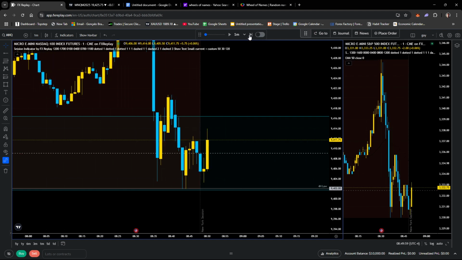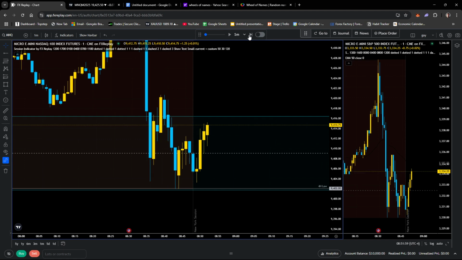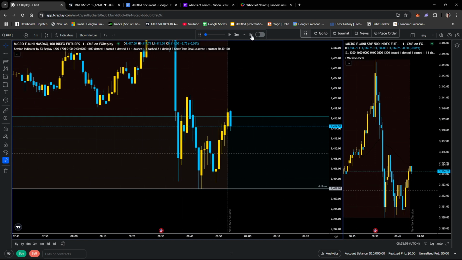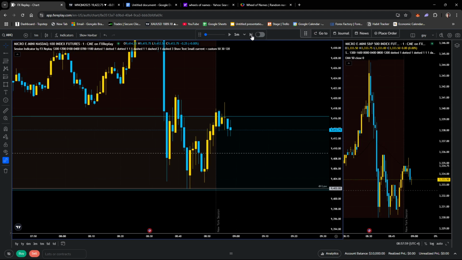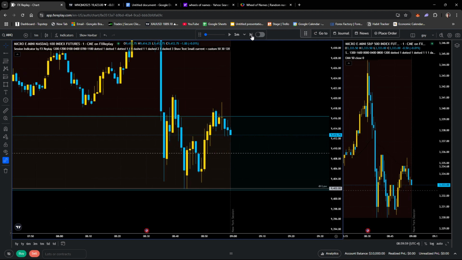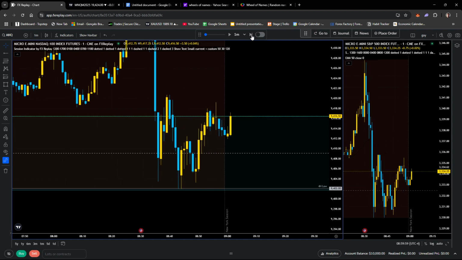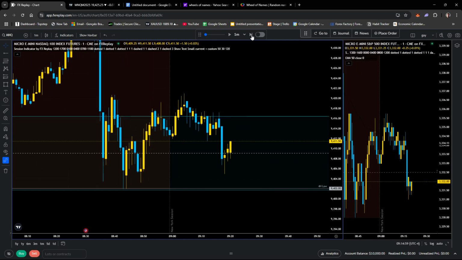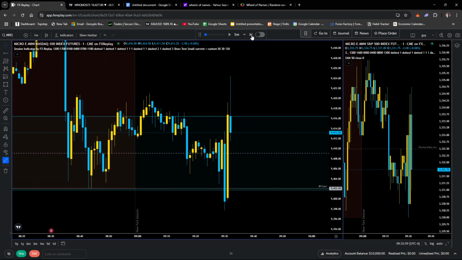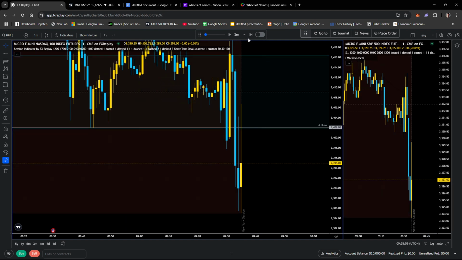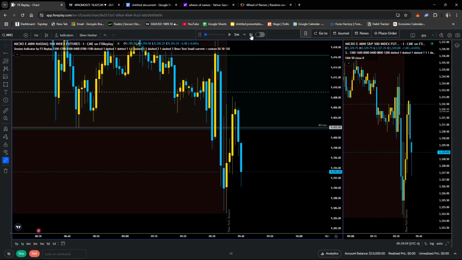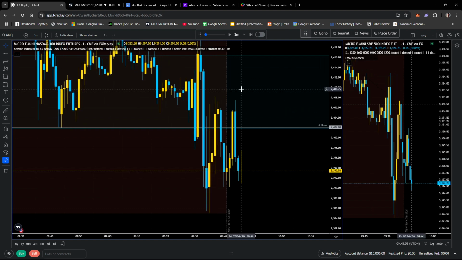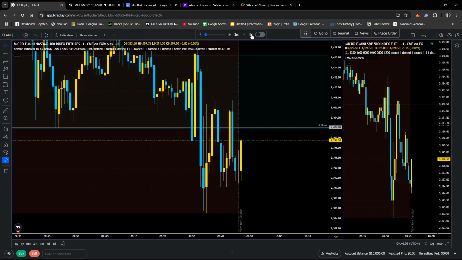Do you have any SMT? Not really. Now we're just consolidating. We want to see this break. So this is not valid, which is good because we should have better movements within our macro. Okay. 9:45. We're consolidating again. I've got to wait for this to break. Okay, we're breaking out to the upside.